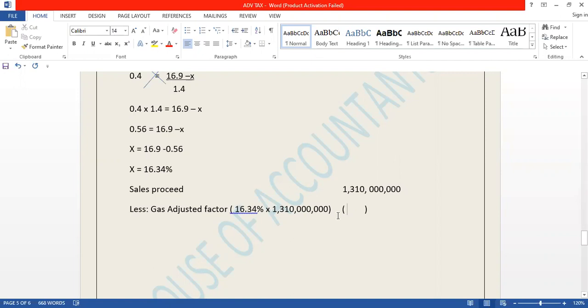So I'm pressing my calculator from here. 16.34% times 1.3. Here I'm having 214,054.00. So please, you can check your calculator as well.